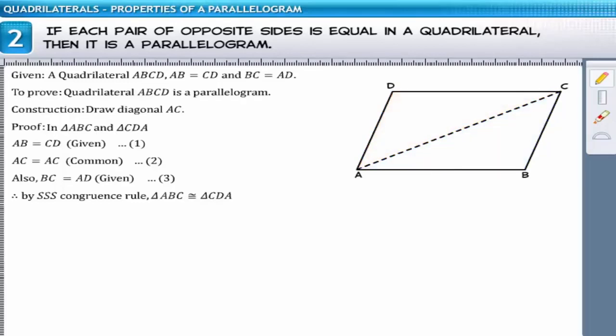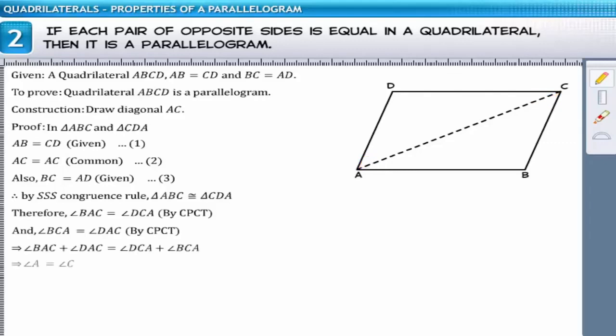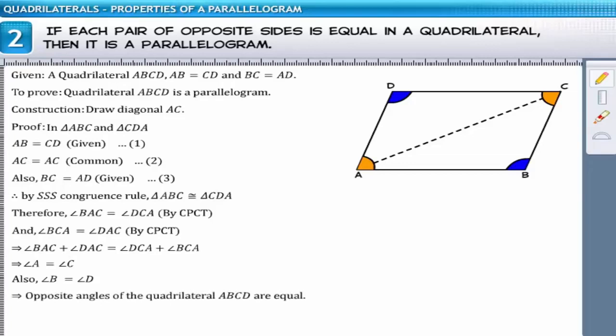Now, since the corresponding parts of congruent triangles are equal, therefore, angle BAC is equal to angle DCA, and angle BCA is equal to angle DAC. On adding, we get angle A is equal to angle C. Also, angle B is equal to angle D by CPCT. That is, opposite angles of the quadrilateral ABCD are equal.